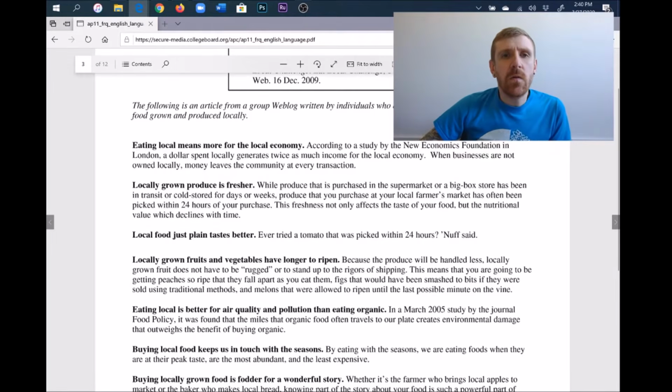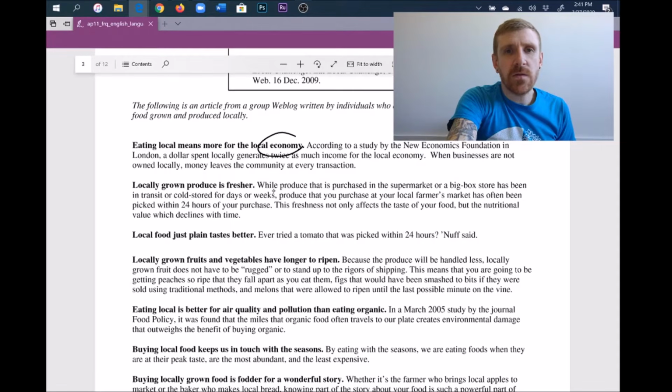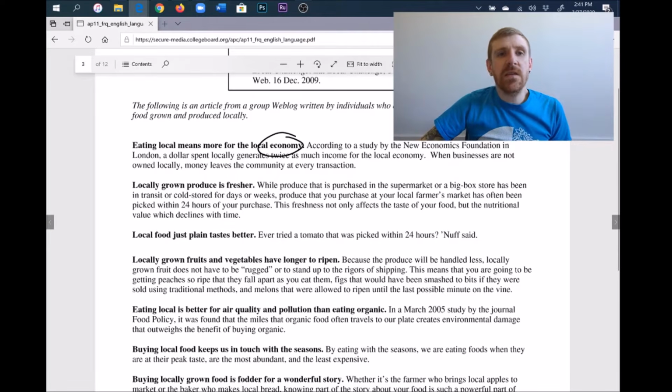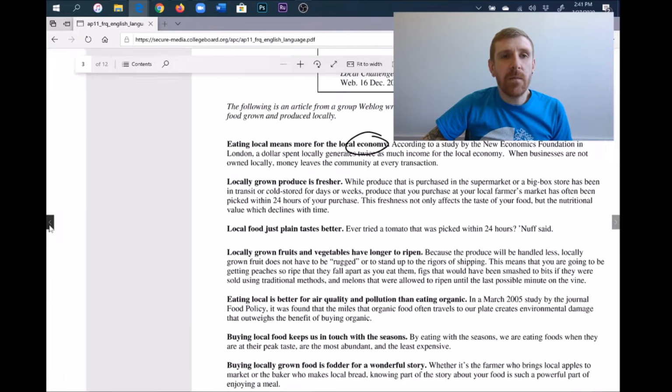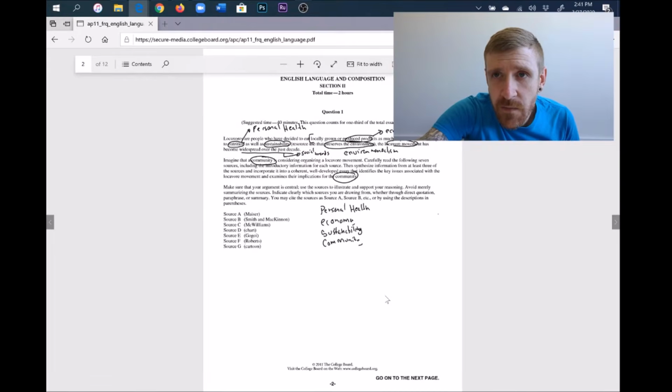So the first one says, eating local means more for the local economy. According to a study by New Economics Foundation in London, $1 spent locally generates twice as much income for the local economy. When businesses are not owned locally, money leaves the community at every transaction. So my students are going to notice right away that the word economy shows up right here. So they'll circle that, okay? But what they're also going to do is when they see this, this says that locavorism is favorable for the local economy. So they'll actually go back to the front page here, and where it says the economy, they will write source A.